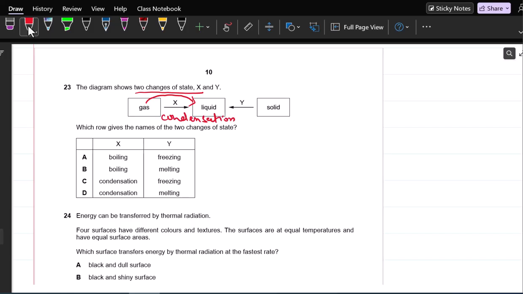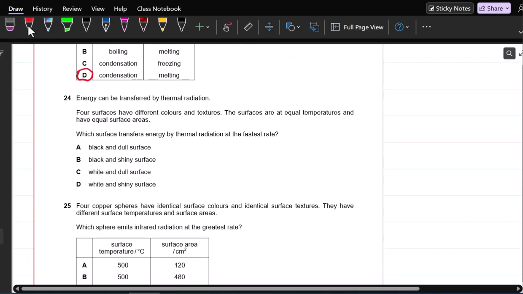And when liquid to solid we go, that is freezing. But you see here the arrow is from solid to liquid, so we are going to consider this one. This is melting. When solid is heated, it is going to melt and then it changes to liquid. So according to this, X is going to be condensation and Y is going to be melting. So 23 D option is right.